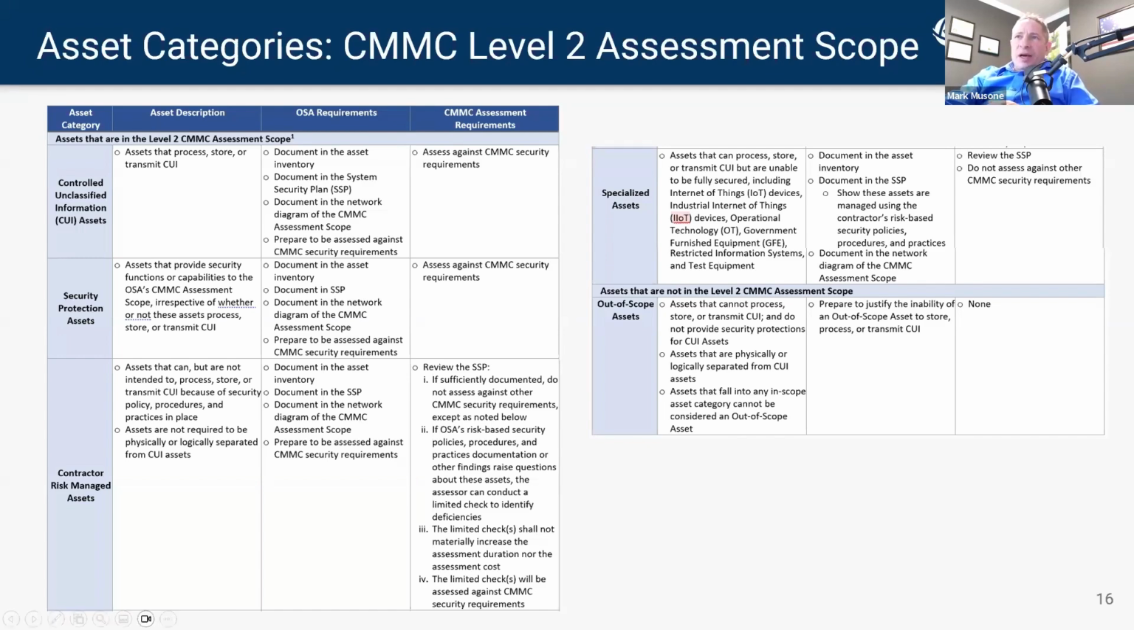And then you have out of scope assets. Out of scope assets are not in scope for the assessments. They are assets that cannot handle CUI, and they don't provide any security protection for CUI assets. They are physically or logically separated from CUI assets, so they're not sitting on the same network as the CUI assets, and they are not handling CUI. If that's the case, then they are considered an out of scope asset, and they are not going to be assessed against the security requirements.